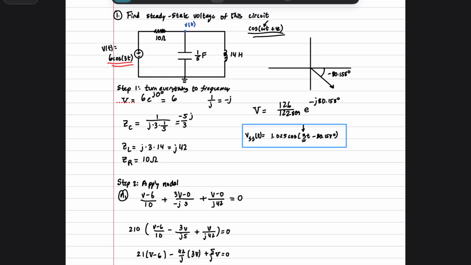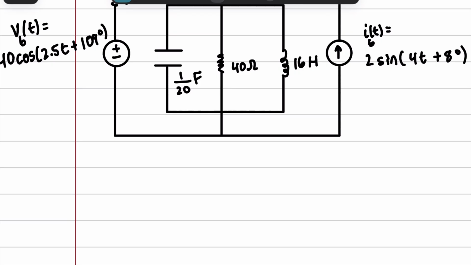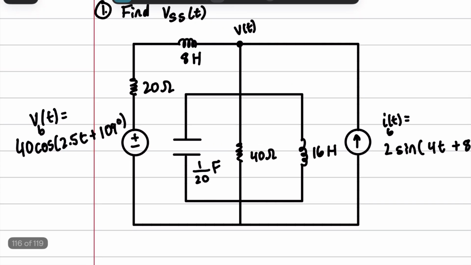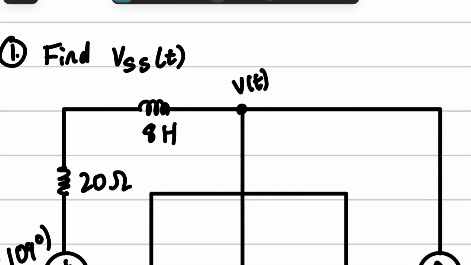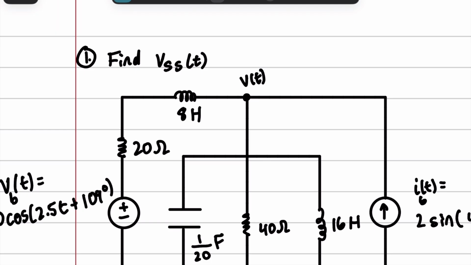Let's go ahead and do our last example. Okay, so now we are going to solve this circuit. It looks pretty crazy, and I did make it a little crazy, but the idea is super easy. What trips most people up, what tripped me up when I was making it also, is a lot of algebra mistakes. Right now we're trying to find Vss of t right here at this node.